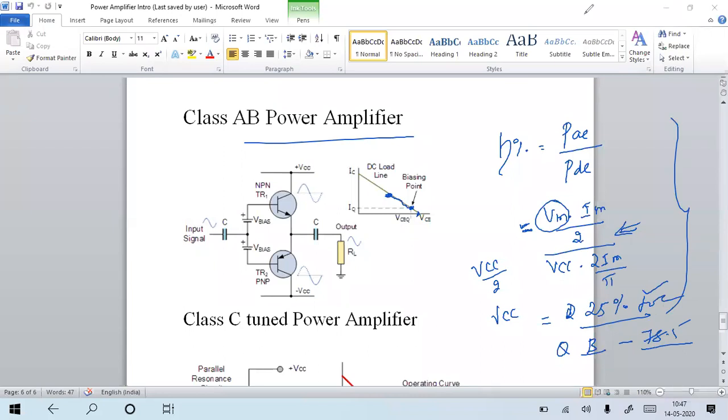So that is the region in which class AB should be operated. Class AB consists of the advantages of class A as well as class B power amplifiers. At the same time, the efficiency of the class AB power amplifier depends on where you are locating the Q point, whether very near to the operating area of class B, or of class A. Based on that, your efficiency also varies from 25% to 50%. Okay.